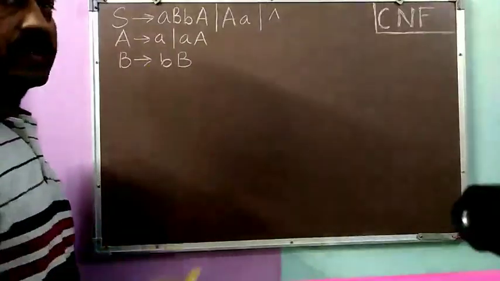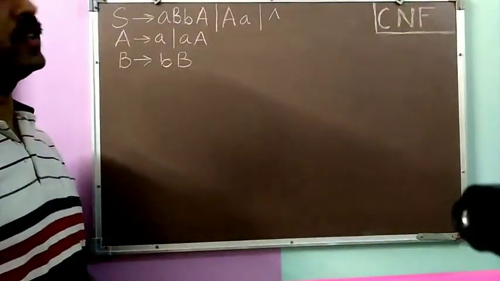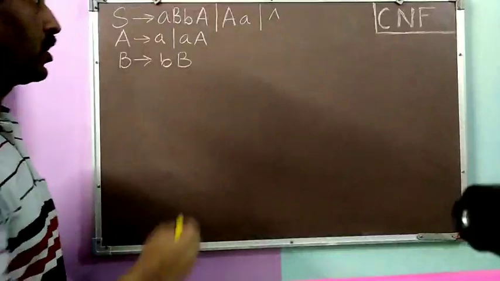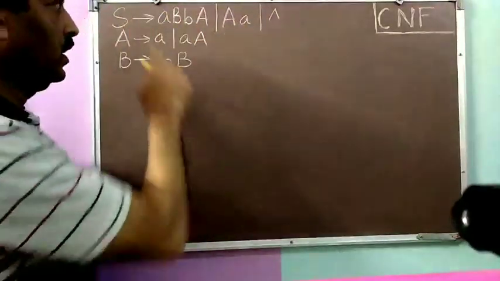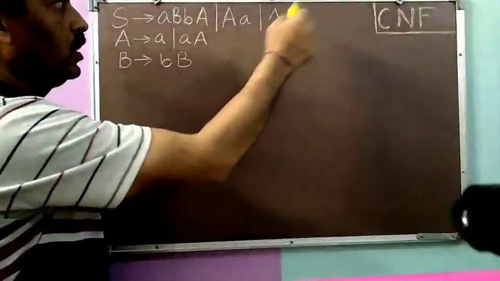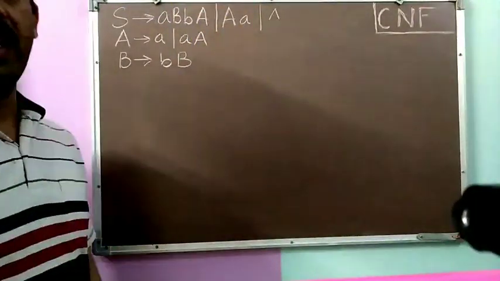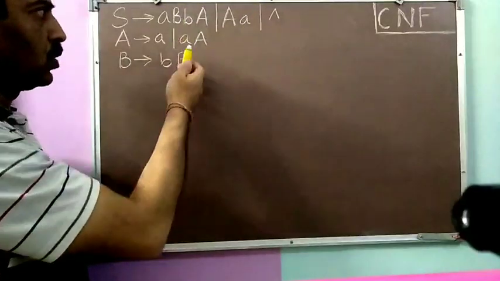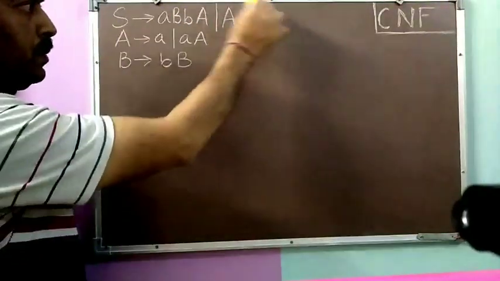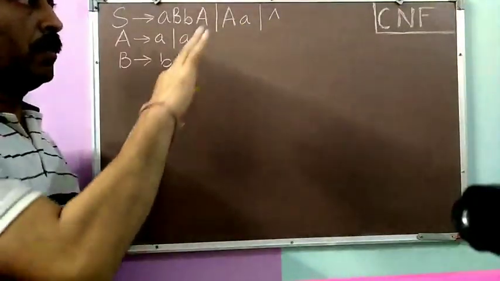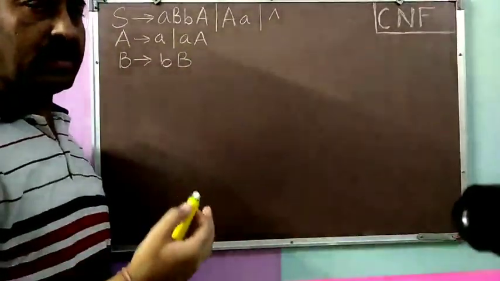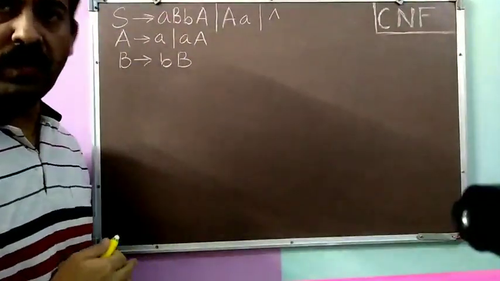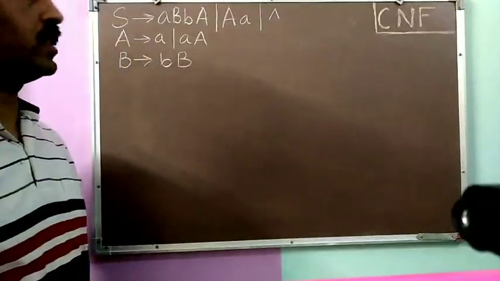Our first step is removal of null and unit productions. Here I am looking at the null production, but I need not do anything for it, because this null production is from the start symbol S. This is just including the null into the grammar, and S is not appearing on the right hand side of any production, so there is no problem with it. I have deliberately taken an example where there is no unit production present, so I need not remove the null and unit productions. But in your CFGs, if there are null or unit productions present, you have to first perform removal of null productions and then removal of unit productions. So I am directly coming to step 2.